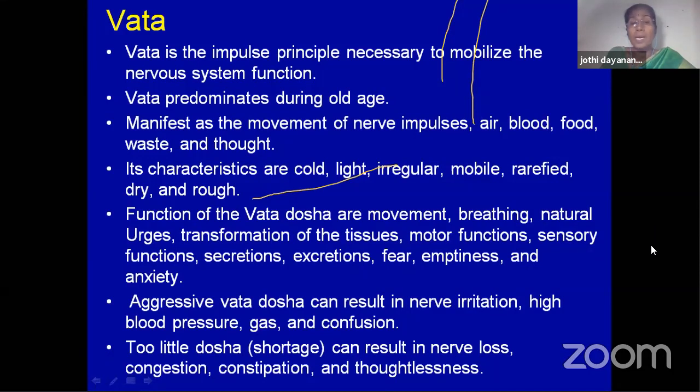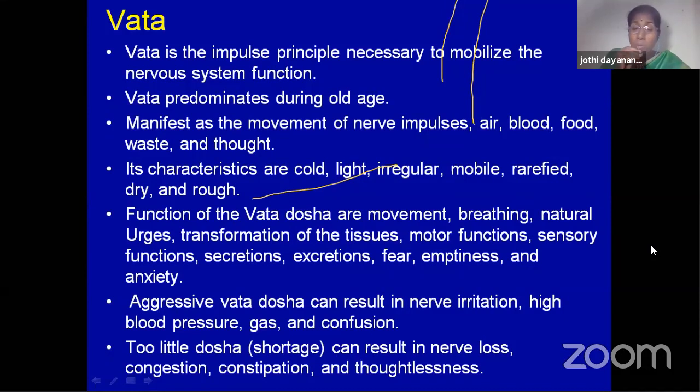Vada is characterized as cold, light, irregular, mobile, rarefied, dry and rough. That is how Vada has been described. The function of Vada dosha basically goes with breathing, natural urges, transforming the tissues, healing the nerves, functioning of the brain, the body or the muscles, and the sensory functions, the secretions, the excretions. Your fear, your empathy, your anxiety, all that depends upon the Vada. Your behavior of getting angry, your violence can also result from this, and it also leads to increase in blood pressure, increase in gas formation in the body, and confusion in you.